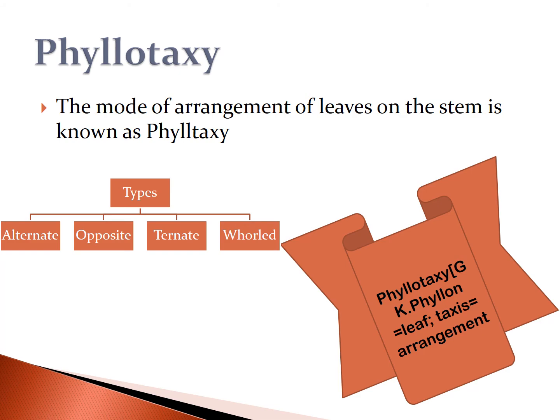Phyllotaxy is a Greek word, and its meaning is leaf arrangement. These also have four types: alternate, opposite, ternate, and whorled. These are the four types of phyllotaxy. Then we are going to learn about the types of phyllotaxy in detail.